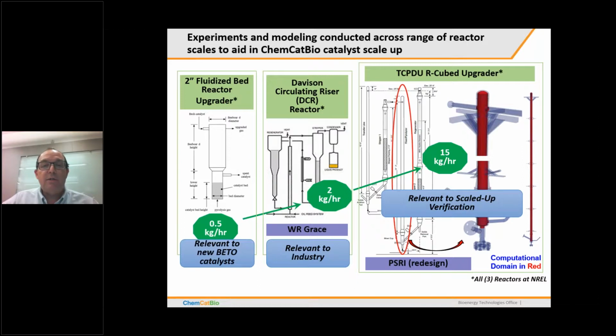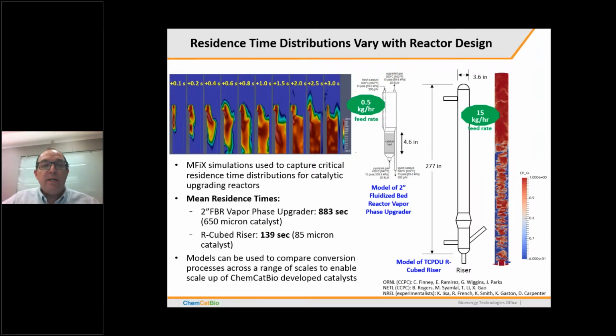The Davison circulating riser is also of relevance to industry, because industry, and particularly WR Grace, uses this system to actually provide performance information for their catalysts. So there's a lot of different reasons to study these different reactors at different sizes. An important aspect that the process scale models of these reactors give us is the actual residence time distributions of the catalyst in the reactor.